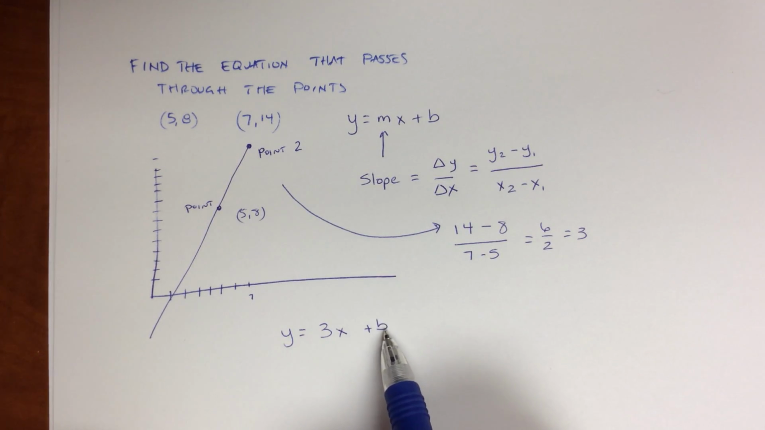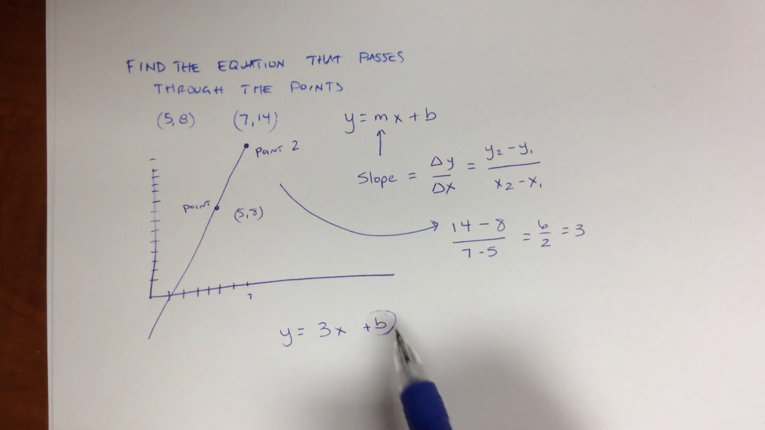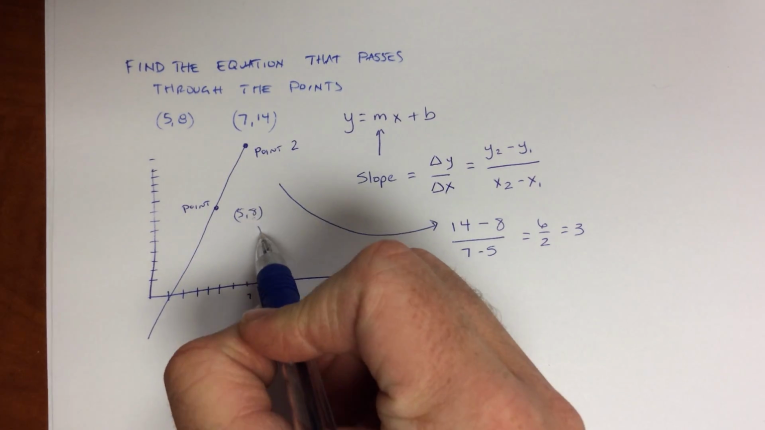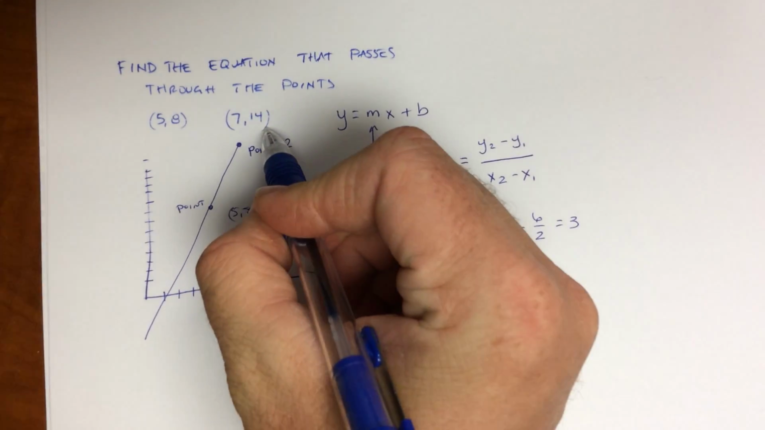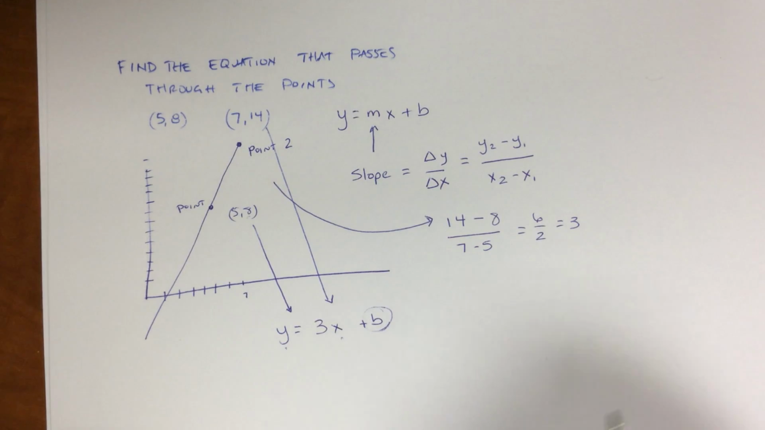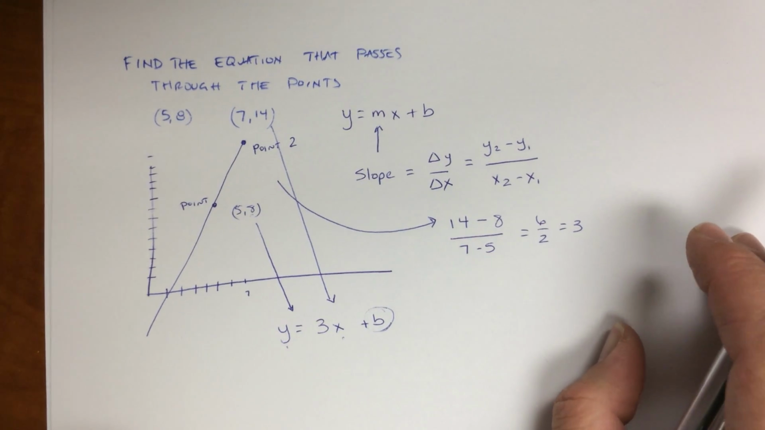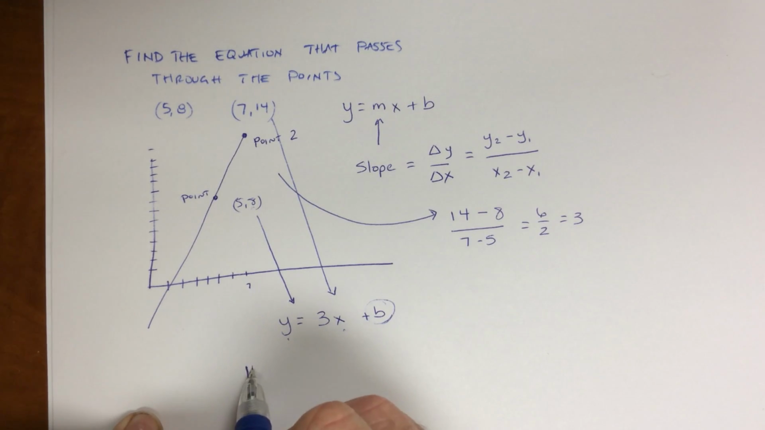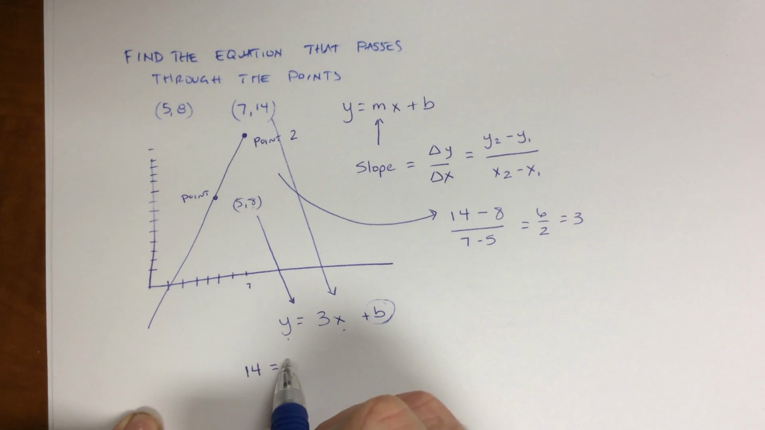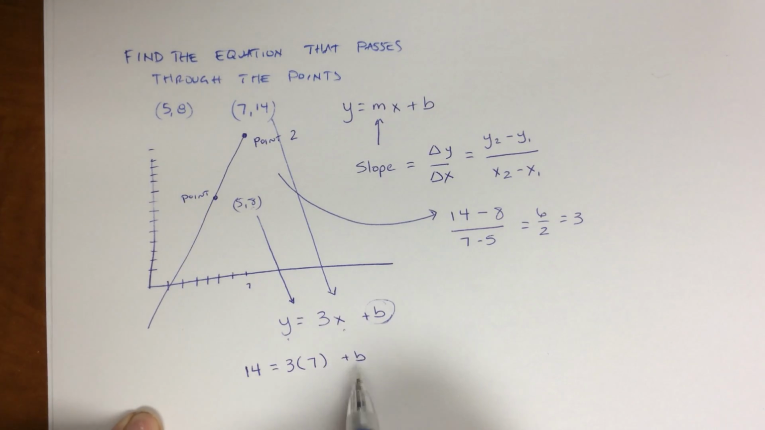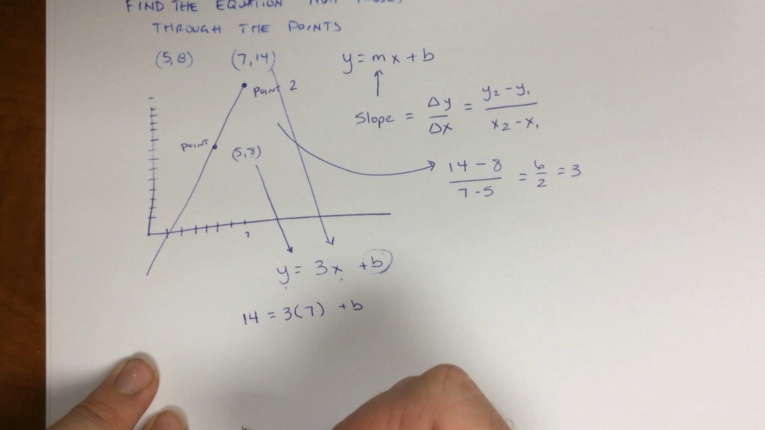And so now all we're left to do is to find the y-intercept term to find the equation of the line. Well, we can plug in either the point (5, 8) or the point (7, 14) into our y and x. Either one is okay and will give the same answer. So I'm going to start with 14. So y value is 14 equals 3 times 7, which is the x value, plus b. And now I just solve for b.